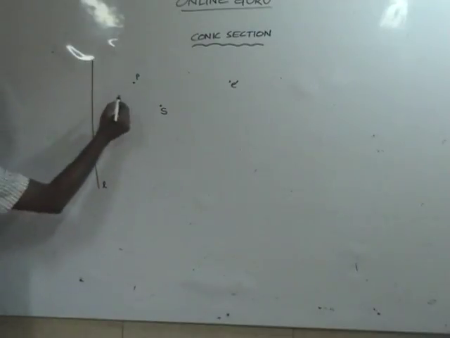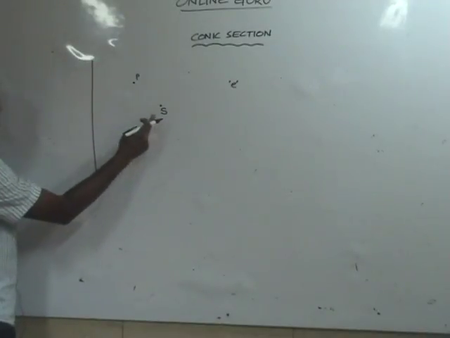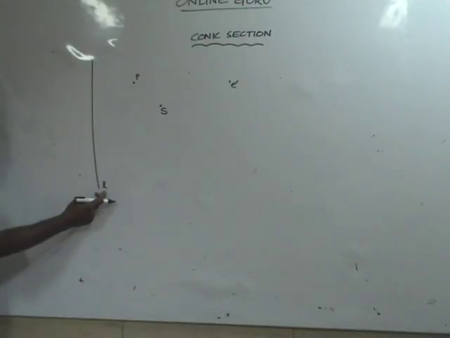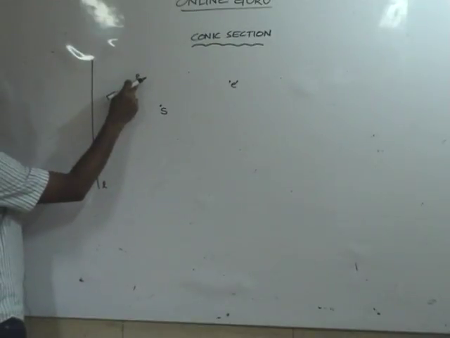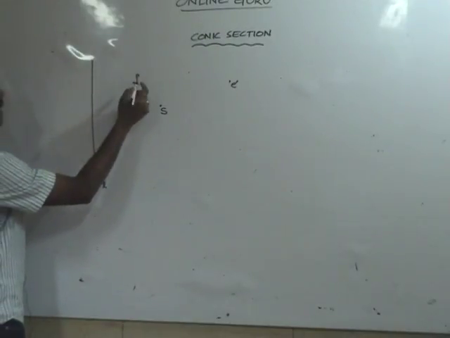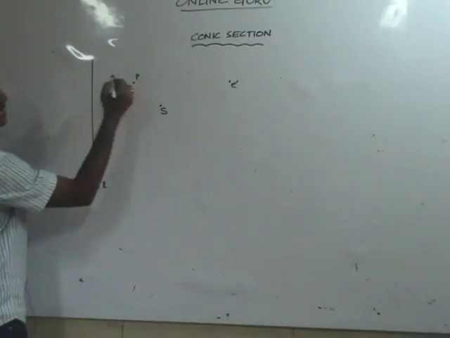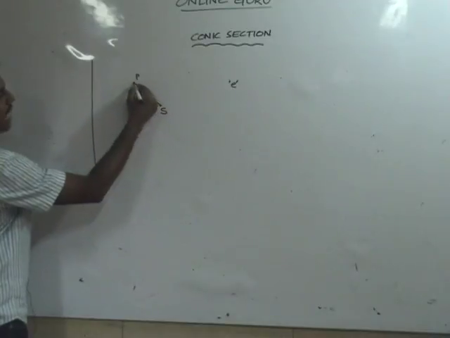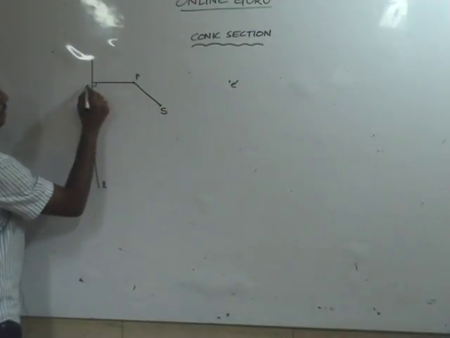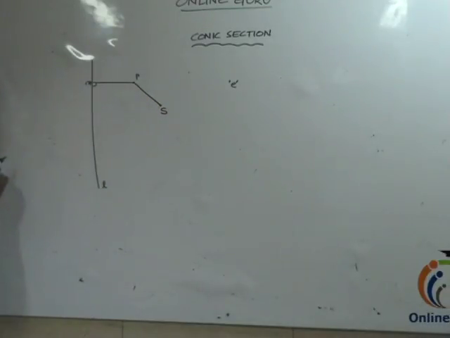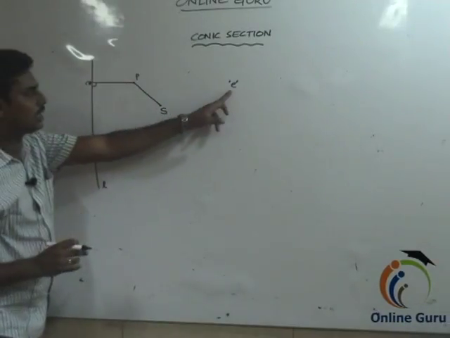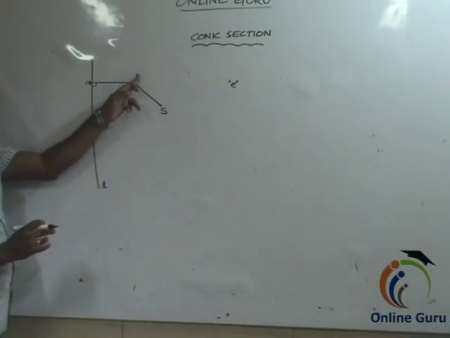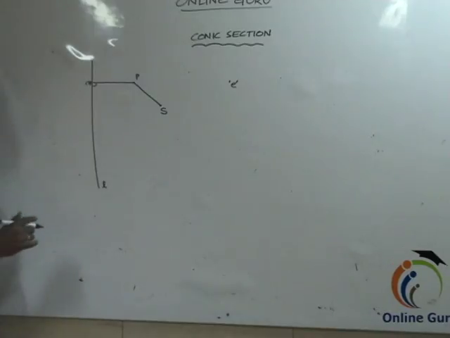Now let S be a fixed point and l be a fixed line in a plane, and you take another point in the same plane that is denoted by P. Then the locus of this point P is such that its distances from the fixed point and the fixed line are in the constant ratio e, then the locus of that point P is called a conic.